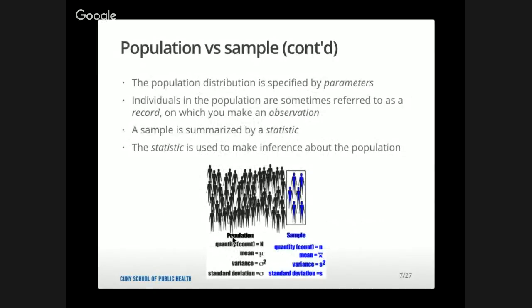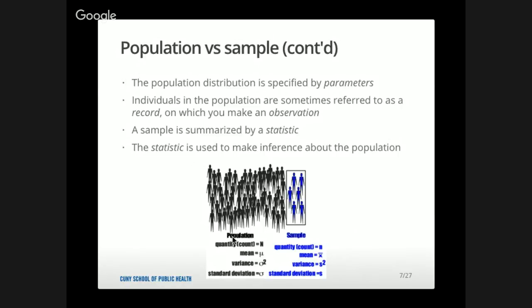So the population distribution, we can describe and summarize using parameters. If it's a normally distributed observation in the population, then we would describe it by the mean and the standard deviation. Those two parameters would be enough to completely describe the distribution of something like test scores in the population. And then individuals in the population can be referred to as a record. And on those records, we make observations.